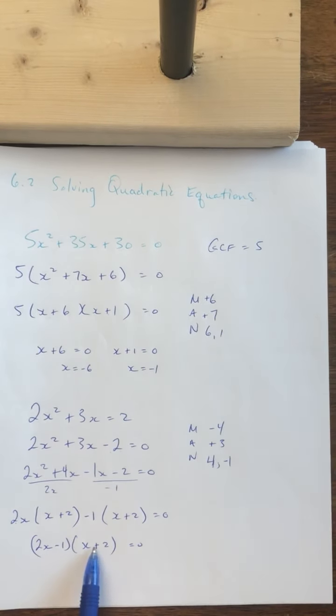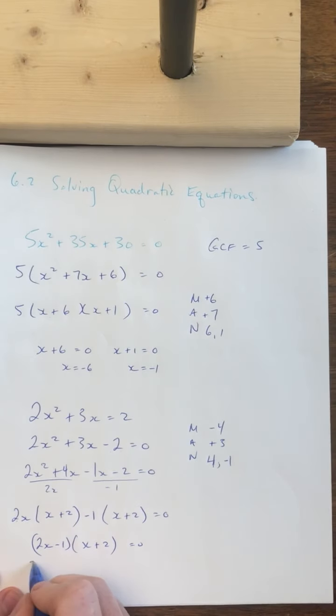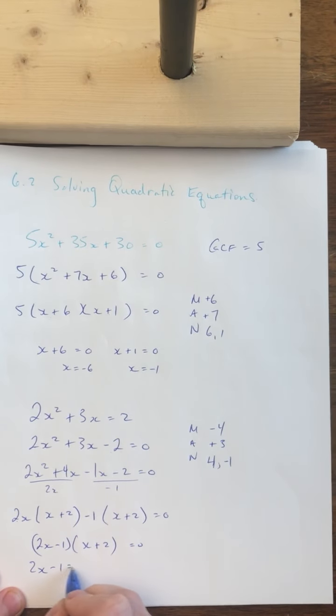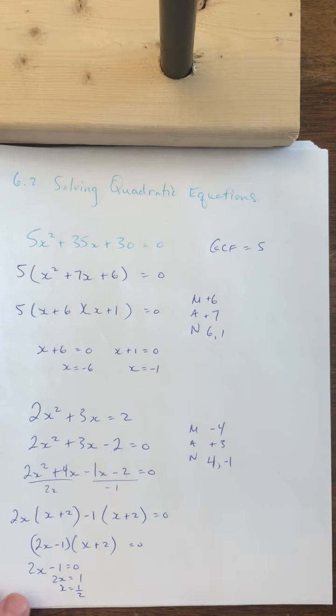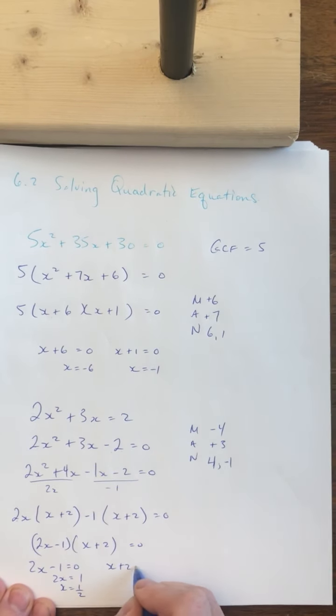And once again, to find these x values, we can set them both to 0. So 2x minus 1 is equal to 0. 2x is equal to 1. x is equal to 1 divided by 2. So x is equal to a half. And over here, x plus 2 is equal to 0. x is equal to minus 2. So we have our two possibilities for x.